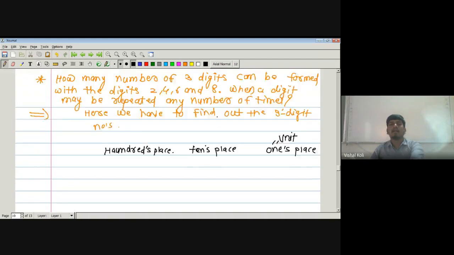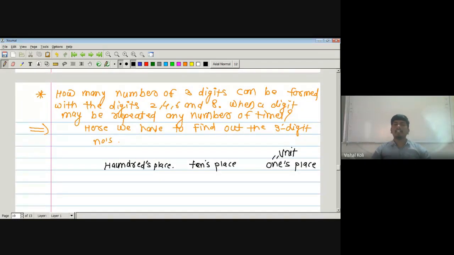Now here we can use any digit among these 4 digits, and we can use any digit any number of times. So the unit place has 4 possibilities, that is, either we can take 2, 4, 6 or 8. Therefore there are 4 possibilities for the ones place. Similarly the tens place also has 4 possibilities, and similarly the hundreds place also. Therefore there are 4 possibilities for each place.